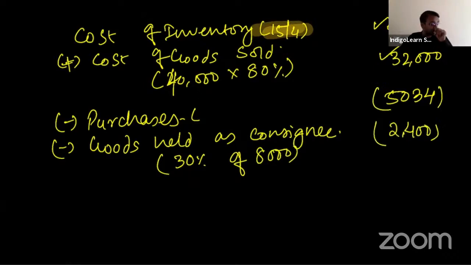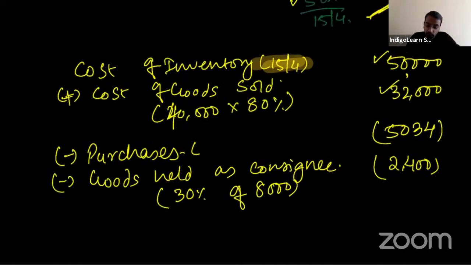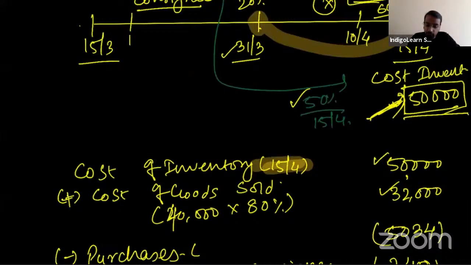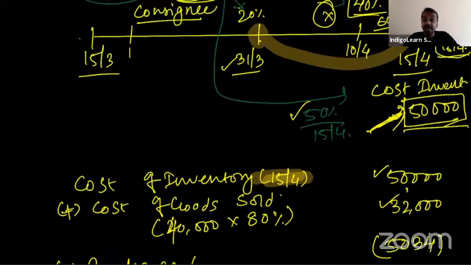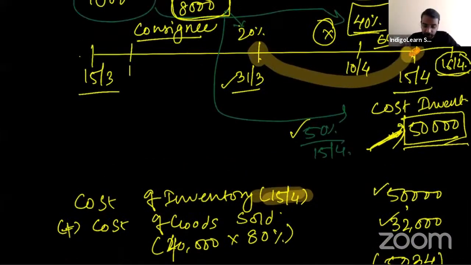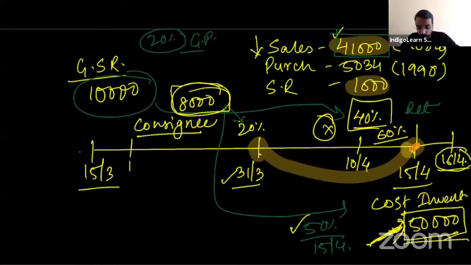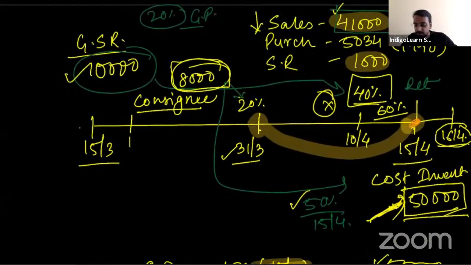Now, coming back to the last adjustment, we had sent certain goods on approval basis. How much was that? 10,000 was the goods which were sent on approval basis. And what is the approval period? 4 weeks, which means as on 31st of March, we have not yet received any intimation. When did we receive the intimation? We received the intimation on 10th of April, right?